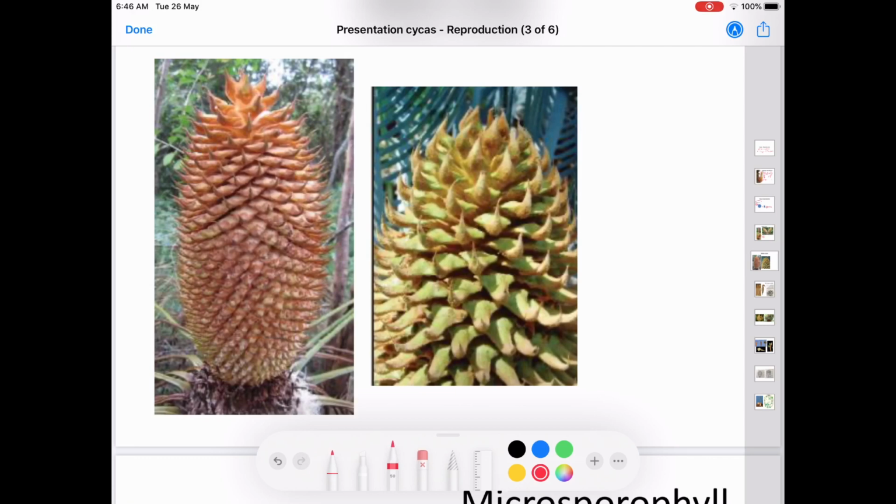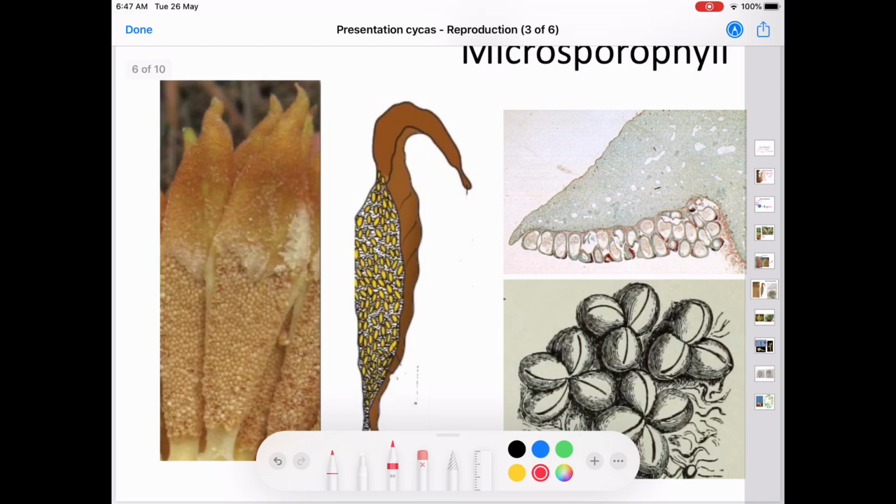Here you can see small boat-like structures. These are the microsporophylls, and these numerous microsporophylls are arranged spirally on a central axis in a very compact manner, thus attaining this oval-shaped male strobilus.